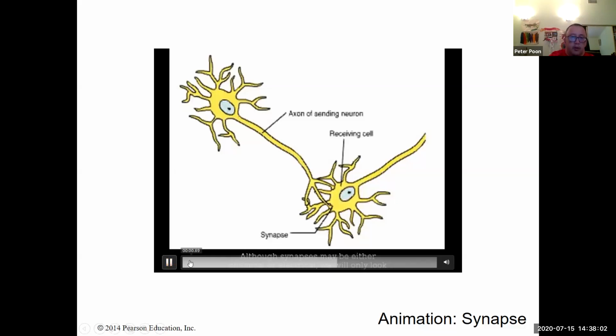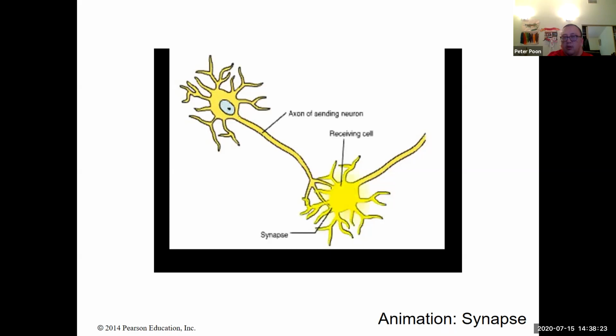Neurons communicate across junctions called synapses. When an action potential arrives at the end of an axon, a signal is transmitted across a synapse to a receiving cell. Although synapses may be either chemical or electrical, we will only look at a chemical synapse in detail. How do signals travel across a chemical synapse?